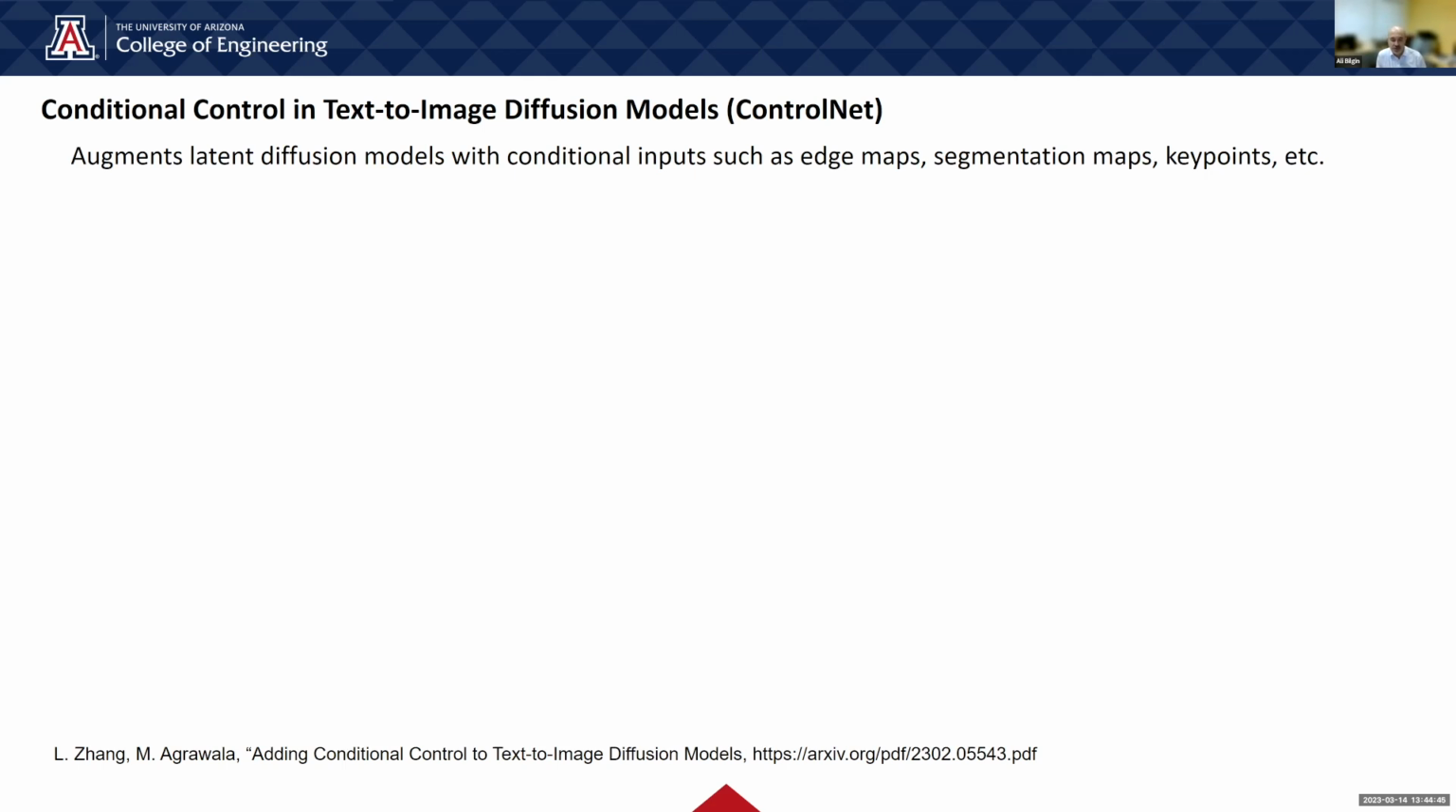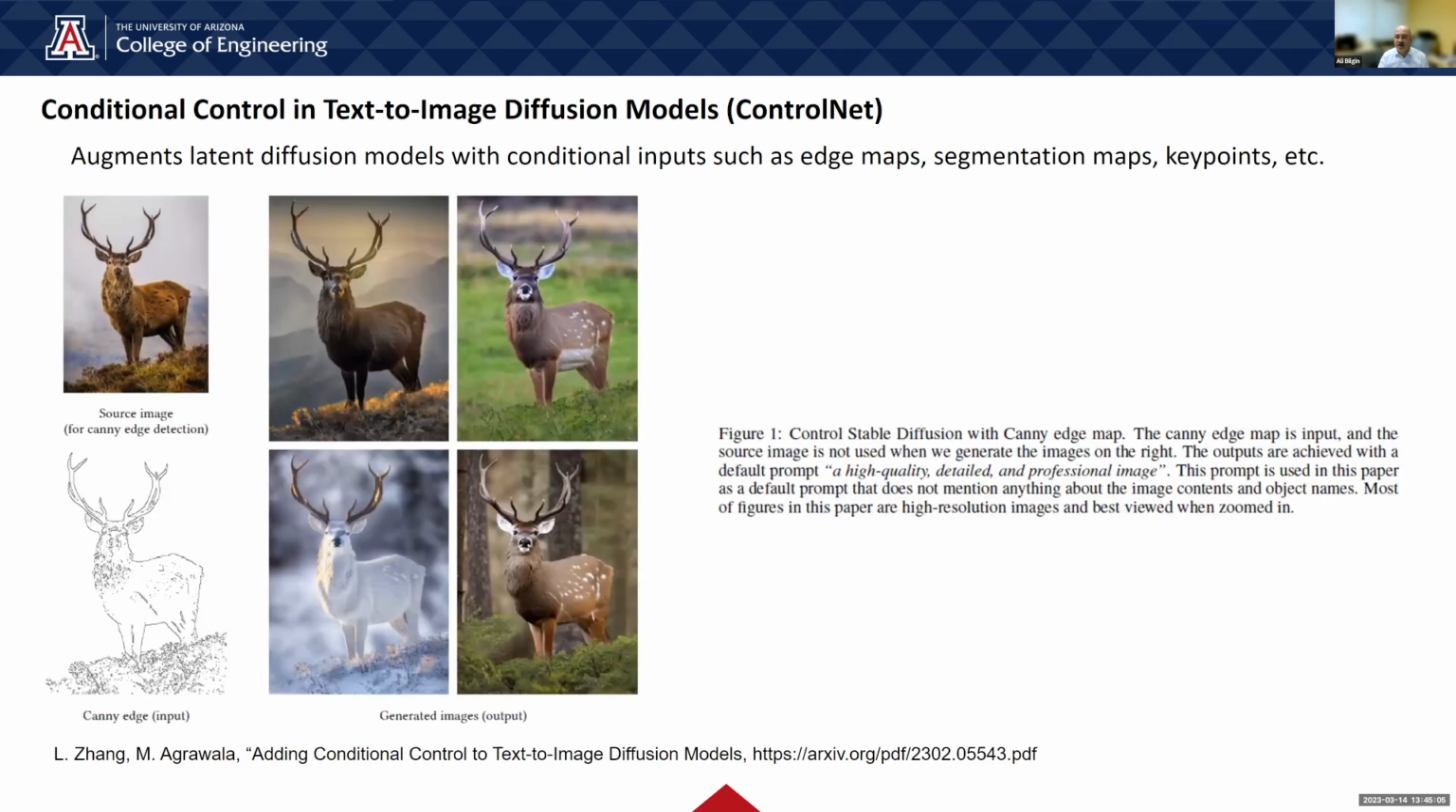So there's this recent work that came out that's called ControlNet. This augments these latent diffusion models with, again, side information like conditional inputs such as edge maps or segmentation maps or key points and so on. And those guide the image generation.